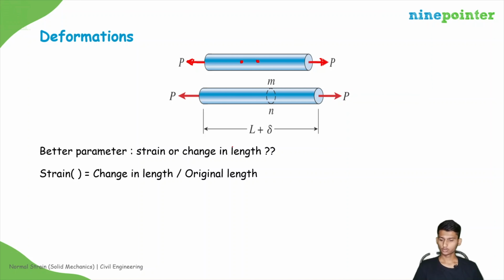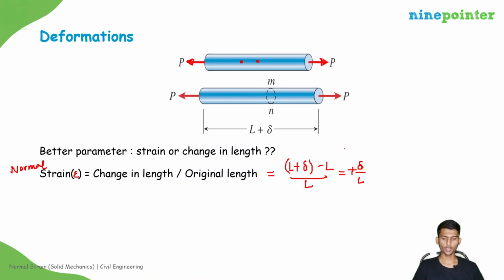So we define one parameter called strain, which is denoted by epsilon. Here it is normal strain, because it is normal to the cross section. It is defined as change in length divided by original length. We already said that due to this tensile load, there will be deformations. Deformations means change in shape or size. In this case, there will be change in size, so there will be change in length. Suppose the final length is L plus delta and the initial length is L, so divided by original length L, strain epsilon is given by delta by L, right?